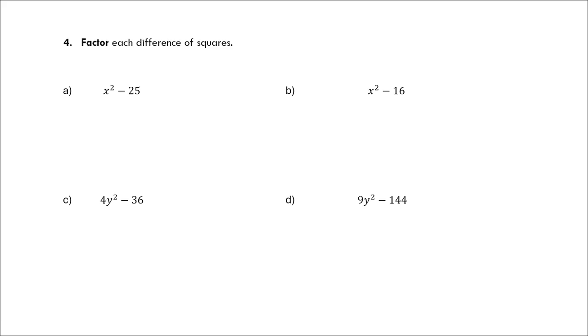Factor each difference of squares. Well, this is a perfect square. The square root of x squared is x. The square root of 25 is 5, separated by a positive and a negative. Square root of x squared is x. There's our x's. Square root of 16 is 4. There are our 4's. Put one positive and one negative.